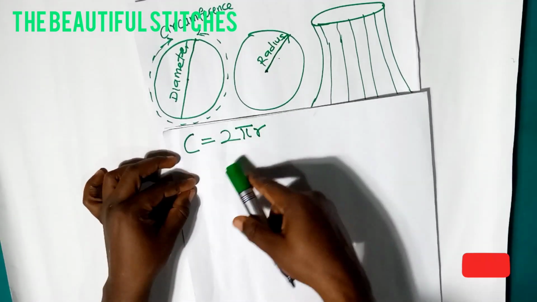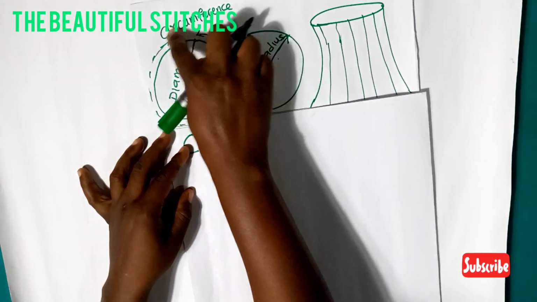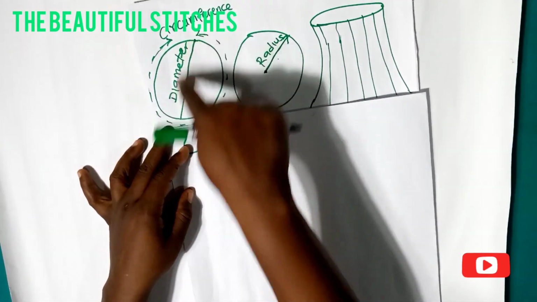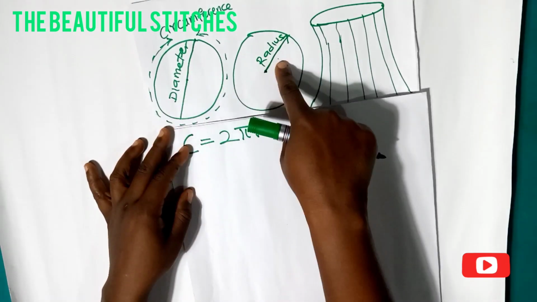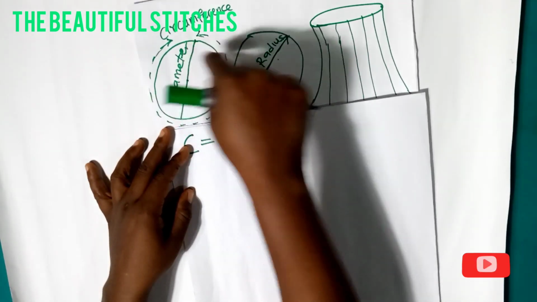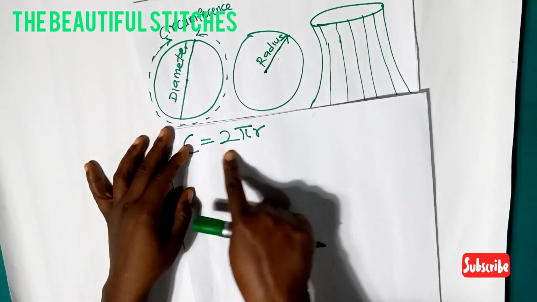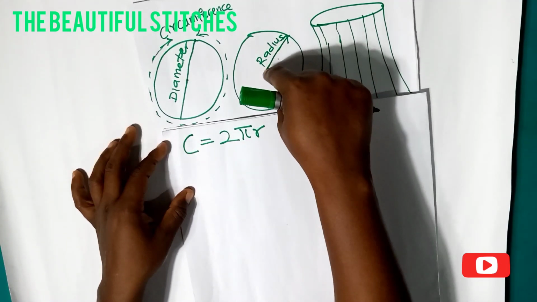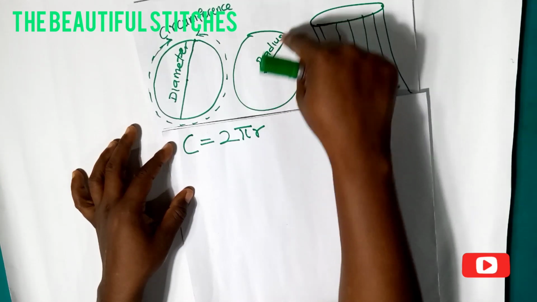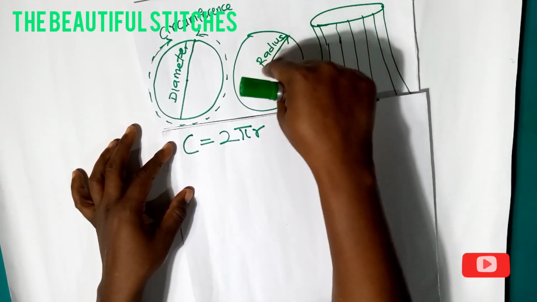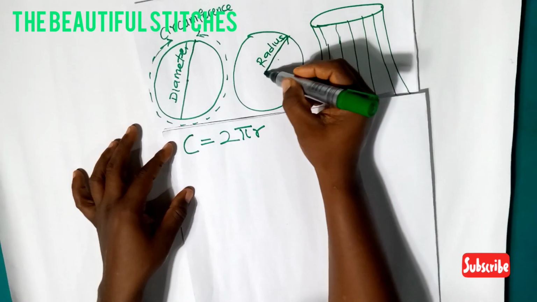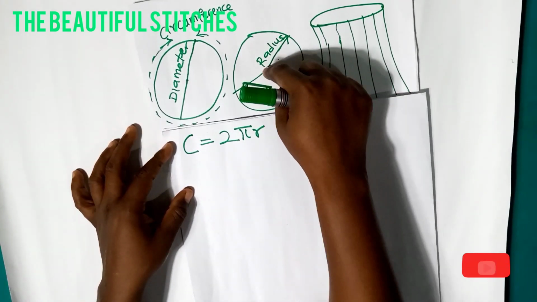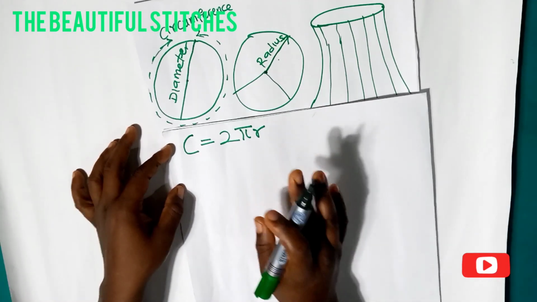Just like I said before, the C here is for the circumference of the circle. The pi here is for the diameter from here to here. Remember, this is longer than the radius. It is twice the length of the radius. So we have 2 pi. And the radius here is the distance from the center of the circle down to the edge of the circle. Just like this. From here to here is the radius. From here to here is the radius.